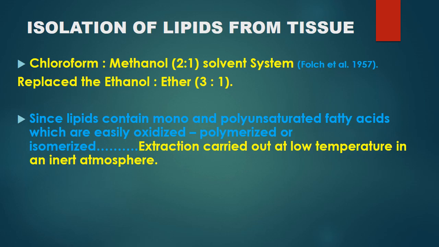Since lipids contain unsaturated fatty acids like monounsaturated or polyunsaturated fatty acids, which we are going to discuss in more detail later, they are easily oxidized, polymerized or isomerized. Because of this issue, we need to do the extraction of lipids at a low temperature and in an inert atmosphere. To prevent this oxidation or other reactions, we use low temperature and inert atmosphere for extraction or isolation of lipids from the tissues or from the meat.